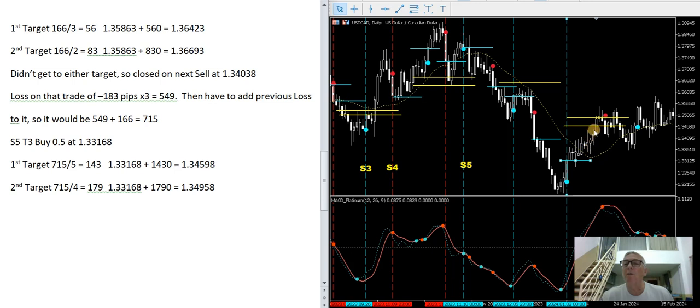Price went up and up, came close. Then on that day, by the time I checked that candle, it's already up at target 2, which is there. 715 divided by 4, 179, plus that entry price gives me 1.34958. So I basically can get out on the second entry there, place a stop somewhere down here, and the previous loss is recovered. So that's the numbers there.